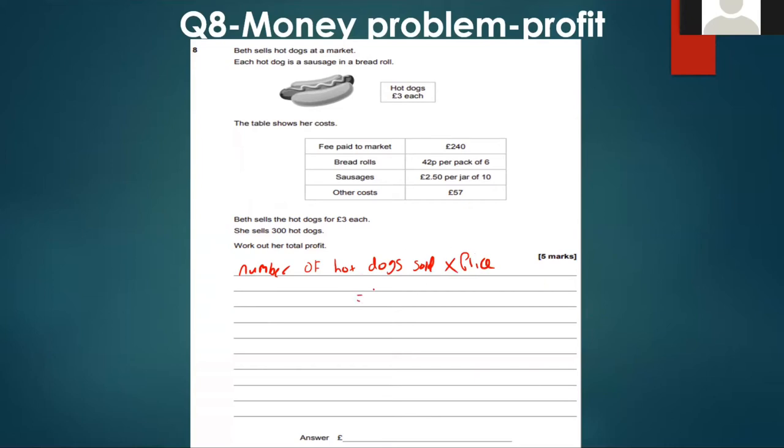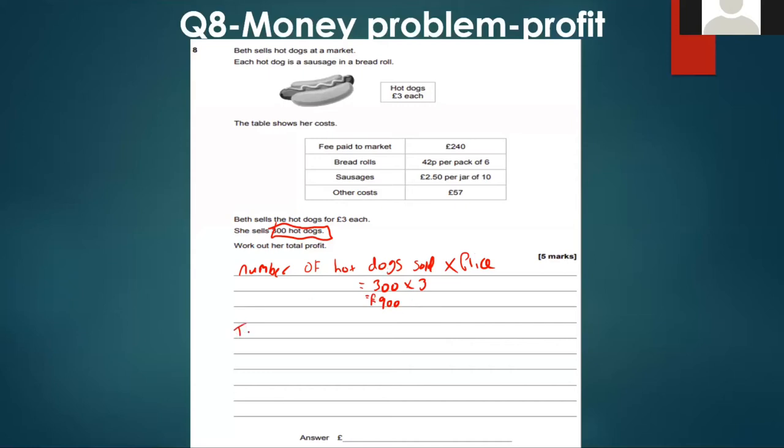So that's going to be equal to, how many did she sell? Well, she sold 300 hot dogs. It says that here. She sells 300 hot dogs and each is £3. So 300 times by three, it is a calculator paper. So if I put that into my calculator, I get £900. So she's earning £900 for the hot dogs she sold.